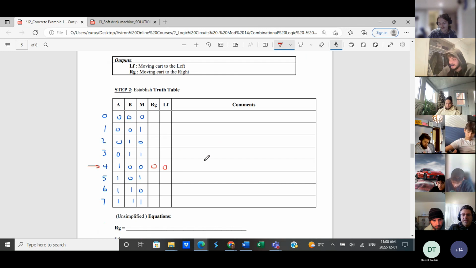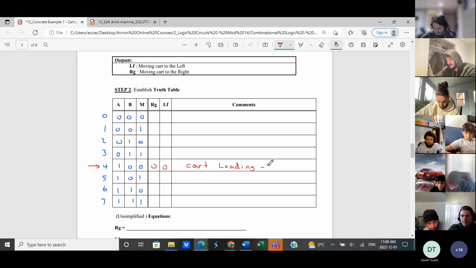I'm going to put a little comment here as well. Put it with another color here. Part is being loaded, or loading side. Part loading. So basically it's stopped.